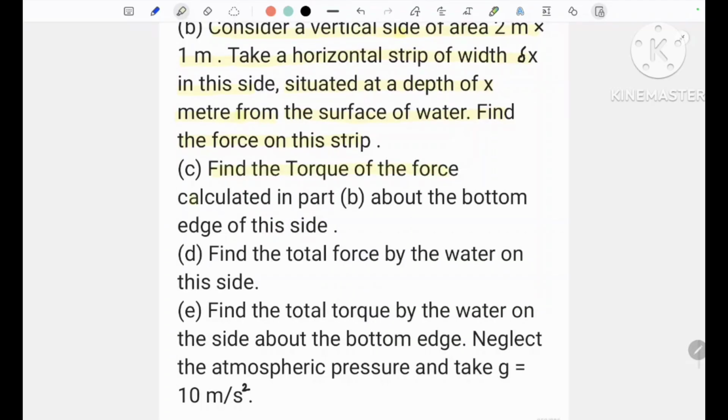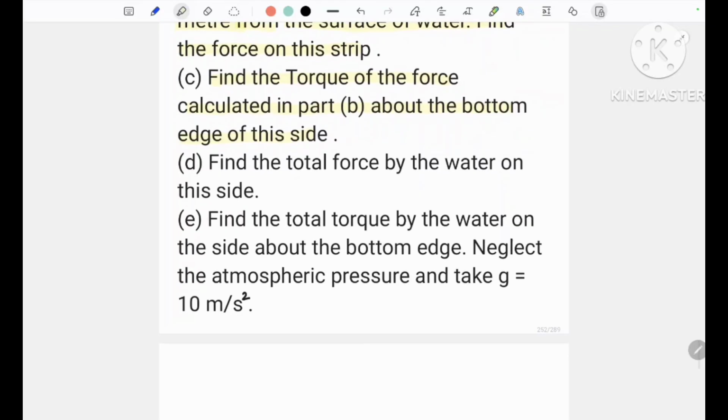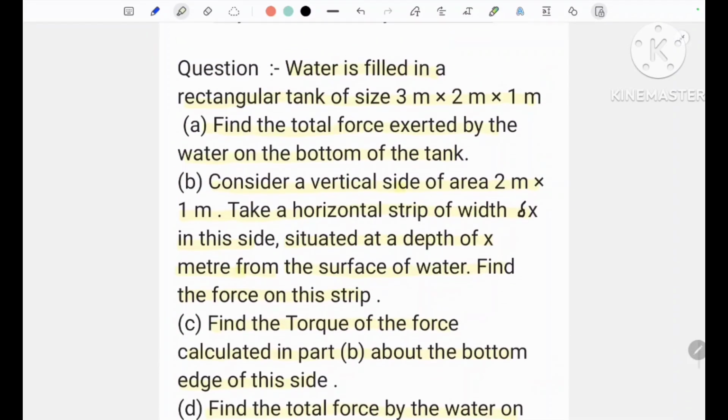Find the torque of force calculated in part B about the bottom edge of this side. Find the total force by the water on this side. Find the total torque of water on the side about bottom edge. Neglect atmospheric pressure and take g as 10 meter per second square.